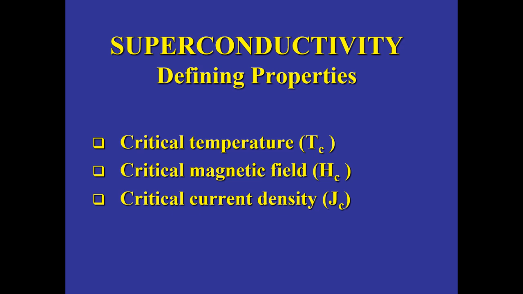As we know, the conductivity is infinite, but beyond a particular current, a magnetic field is produced, and beyond the critical magnetic field the superconductor becomes a normal conductor. That particular current value is known as the critical current density. For the superconducting phenomenon to occur, the temperature should be below the critical temperature, the magnetic field should be below the critical magnetic field, and the current density must be maintained below the critical current density.